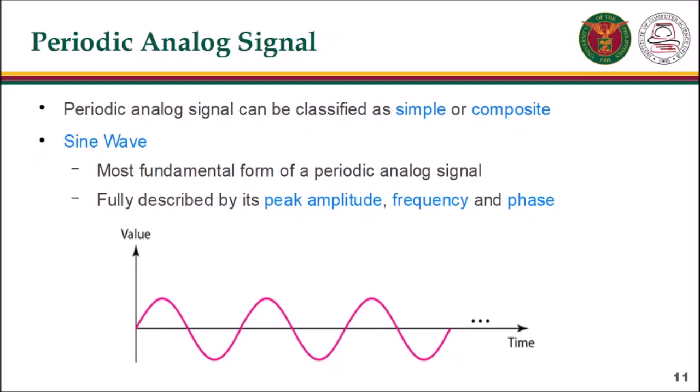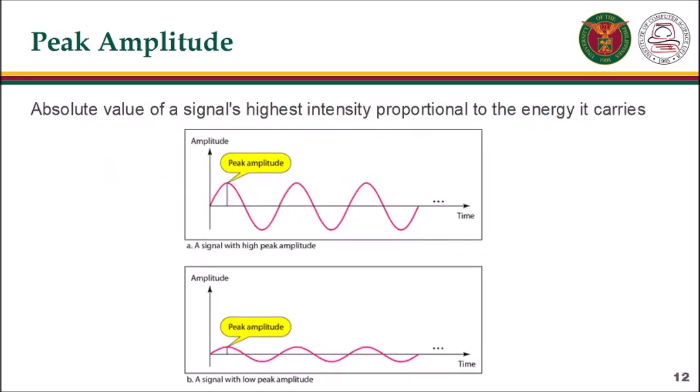A sine wave can be represented by three parameters: the peak amplitude, the frequency, and the phase. These three parameters fully describe a sine wave. The peak amplitude of a signal is the absolute value of its highest intensity, proportional to the energy it carries. For electric signals, peak amplitude is normally measured in volts.